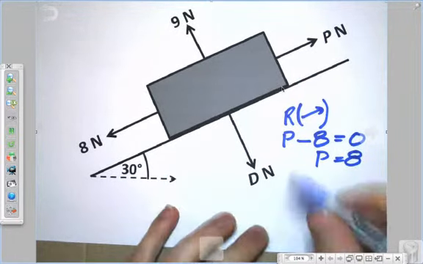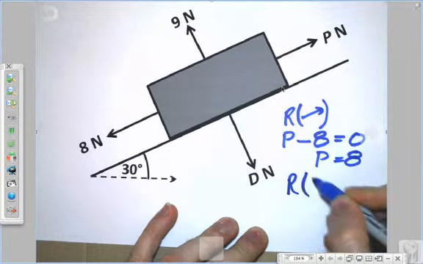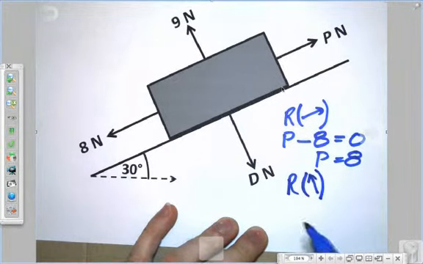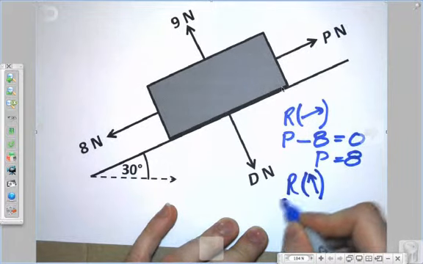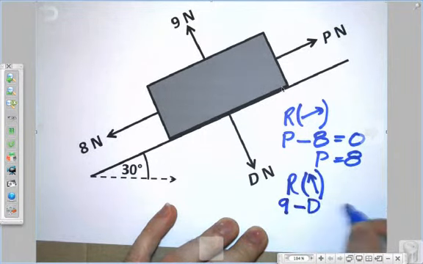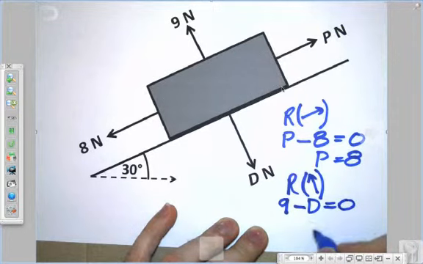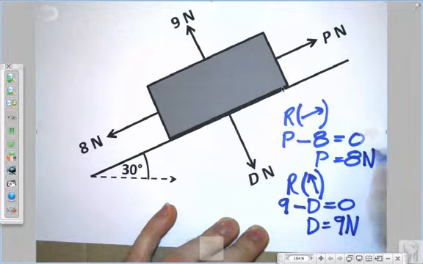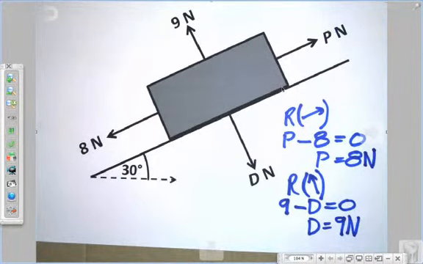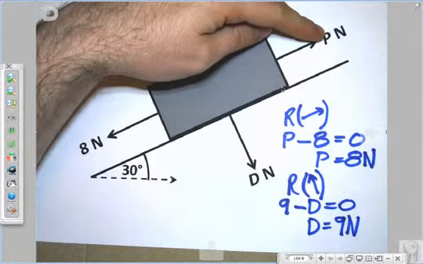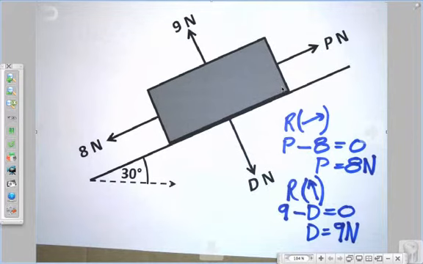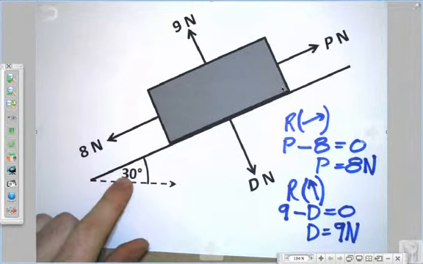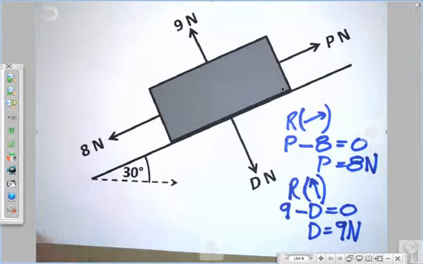So we're now going to resolve perpendicular to the plane. This gives me 9 minus D equals 0. Again, simple rearranging, that gives me D equals 9. Don't forget your units on your answers. And that's it done. So our two missing forces, P is 8 newtons, D is 9 newtons. Now, the angle didn't actually come into that question at all because all the forces were in our two perpendicular directions, which made it nice and easy.